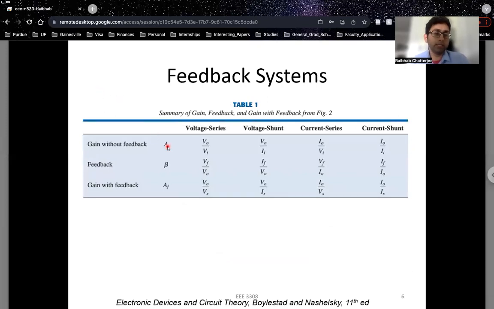So this table just says what your A, beta, and AF factors are for voltage series, voltage shunt, current series, and current shunt feedbacks. As I said, the overall equation will not change. It's just that what you define with A changes between voltage series, voltage shunt, current series, and current shunt feedbacks, and so on.